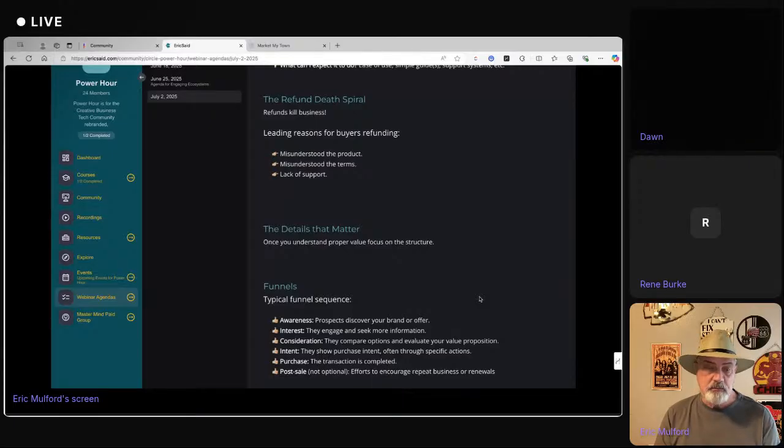And then the next step is they purchase. Transaction gets completed. We'll talk about how you do that with payment processors and all that kind of stuff later. But they actually follow through with the purchase. Now, this is interesting because most funnel diagrams will tell you that post-sale is optional. It is not optional. It's not optional.